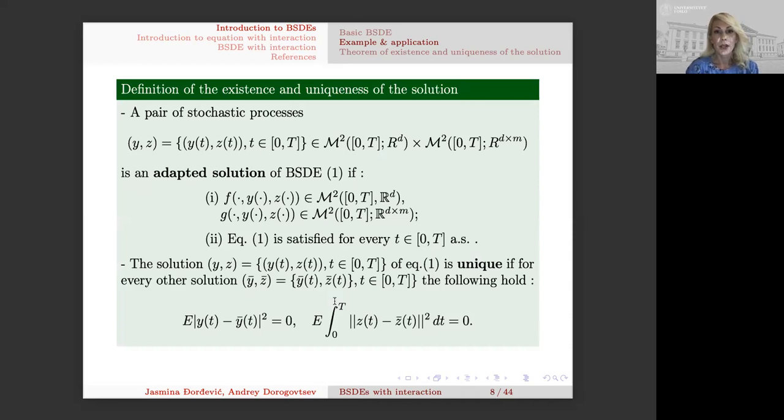So now the formal definition of the solution is a pair of processes (Y, Z) such that for every value t, Y and Z, f and g are from M2, and this pair of processes satisfies the equation almost surely. And the solution is unique if for any other solution (Y bar, Z bar), those two expectations are 0. So actually the expectation of the square of the difference in R is 0.